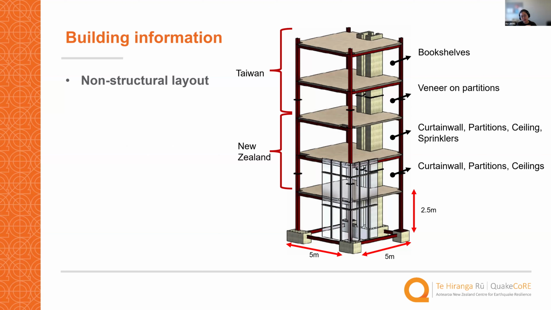Story 2 and story 3 are the New Zealand interest, and story 4 and story 5 are our Taiwanese friends' interest. We put curtain walls, partitions, ceilings, and sprinklers on story 2 and story 3, and for story 4 and 5 are the veneer and the bookshelves. You will have more details in the following slides.